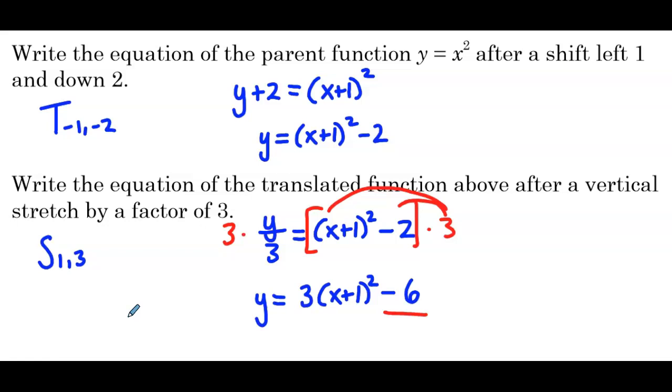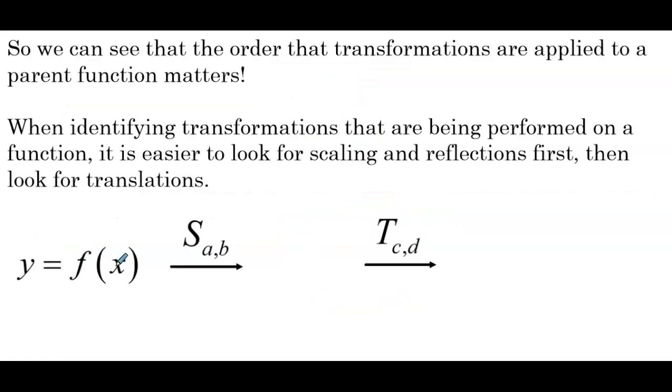Now what does that mean for identifying? It means that the order we identify them in also matters. And let's look at that next. So we can see that the order the transformations are applied to a parent function matters. And when identifying transformations that are being performed on a function, it is easier to look for scaling and reflections first, then look for translations.